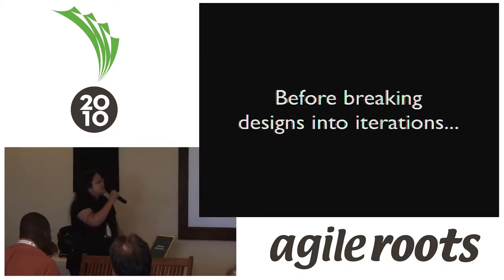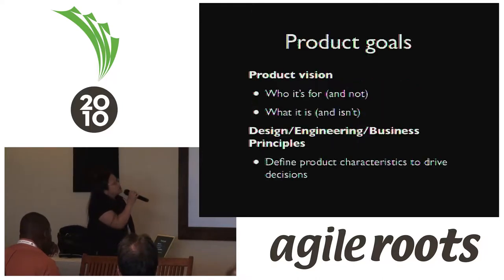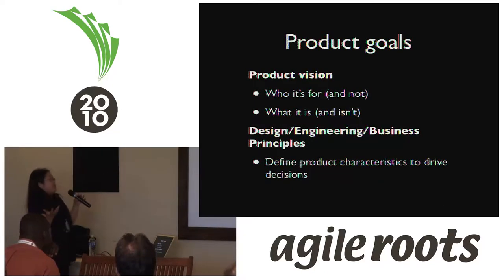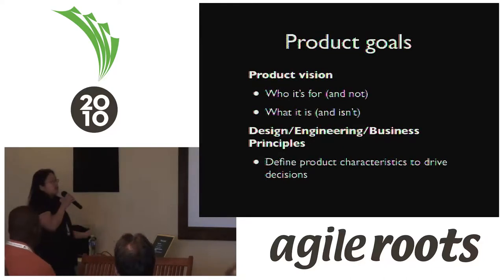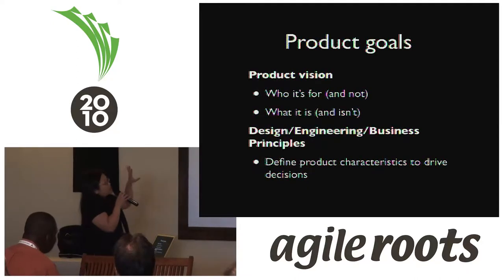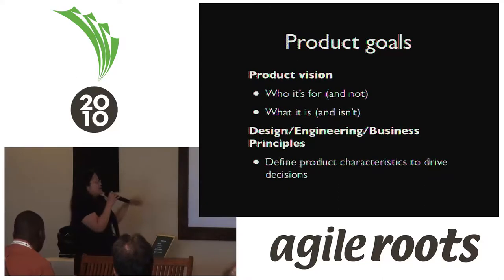But before we're doing that, as designers, we're thinking about product and release goals. So what are product goals? Well, we have something called a product vision, and it describes who a product is for and who it's not for, what the product is and what it isn't. And then we take a look at that product vision, and those three groups that I described before define principles. I'm going to talk mostly about the design principles, but I'm also going to talk a little bit about the interaction with developers and with business sometimes.